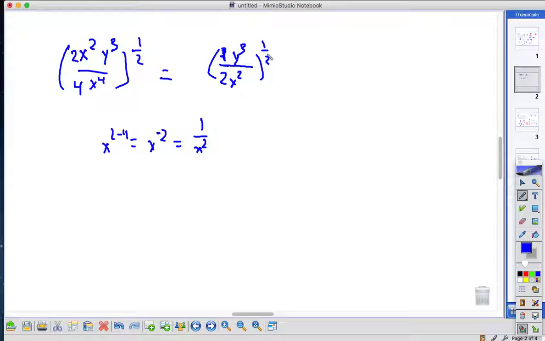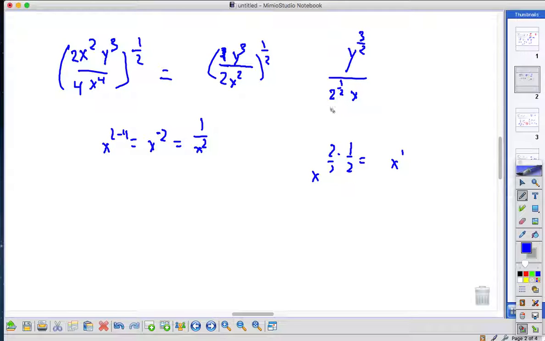So now I'm going to take the 1/2 and it goes to everything. So in the top, I got y to the 3/2 power. Over in the bottom, I have 2 to the 1/2 power and then x to the 1/2 power. But 2 times 1/2 is going to be 1, because 2 over 2 is 1. So this is simply x here.